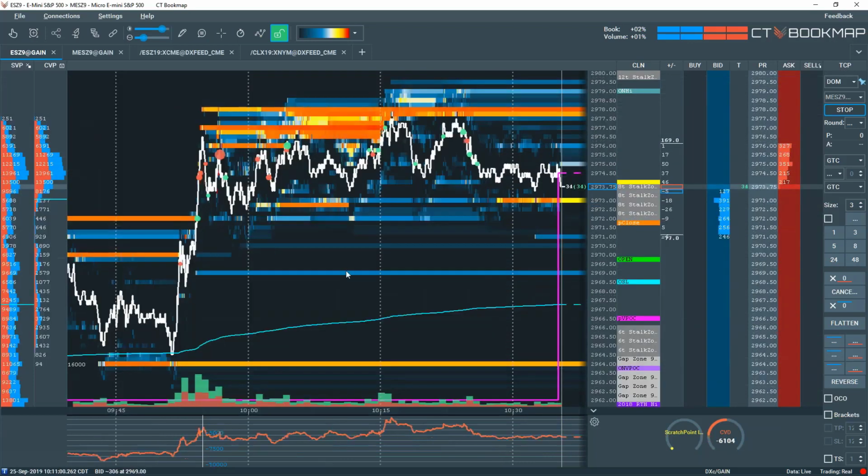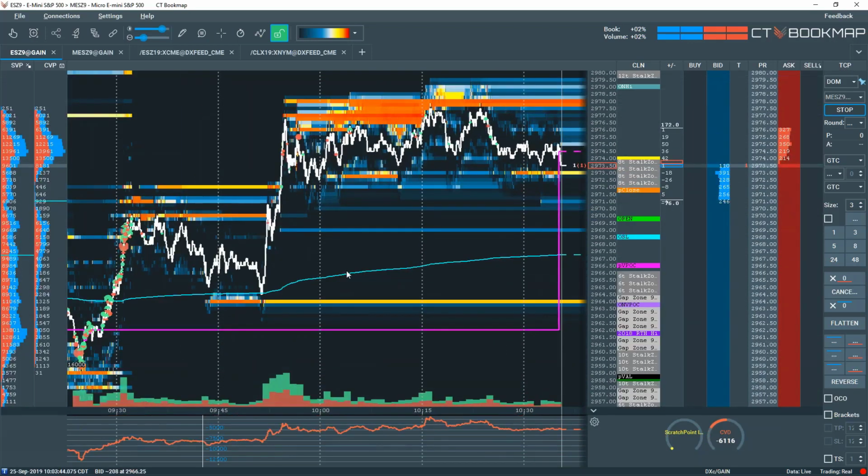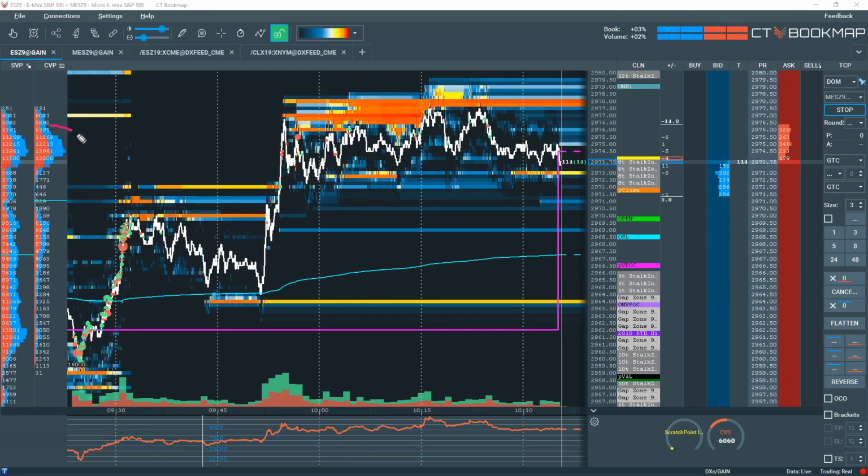But we're in a situation here where we are past the European close. Things are likely to slow down and go into balance. You can see we're building a fair amount of volume in this area.